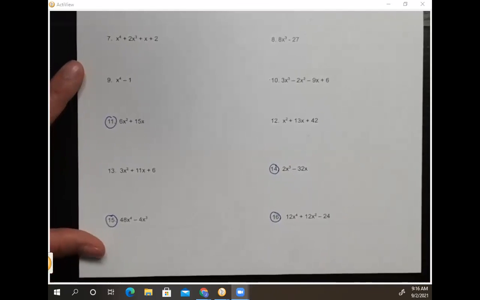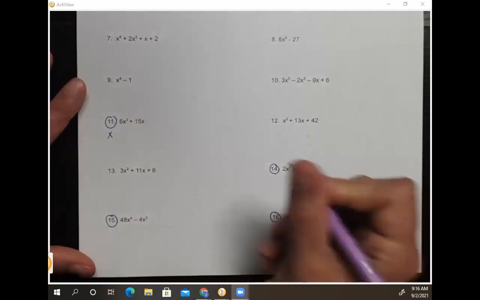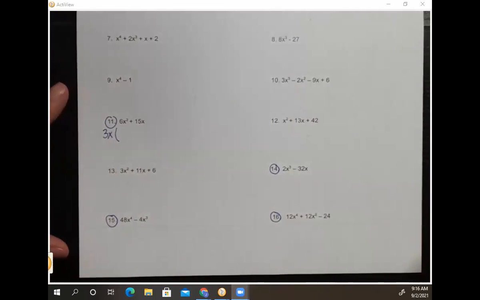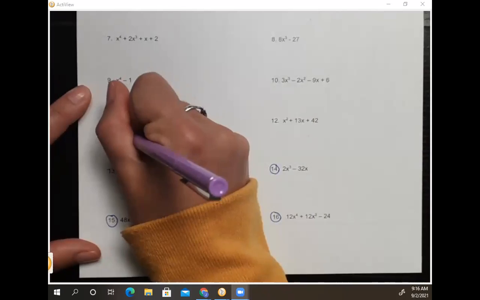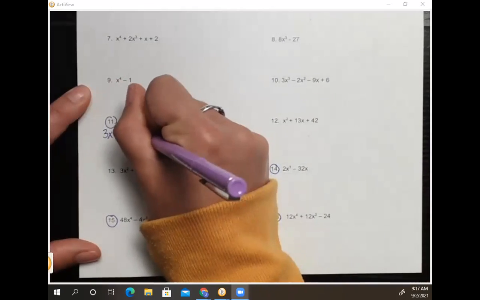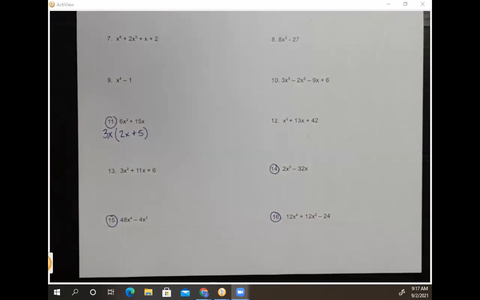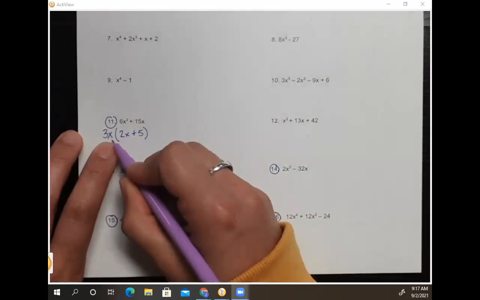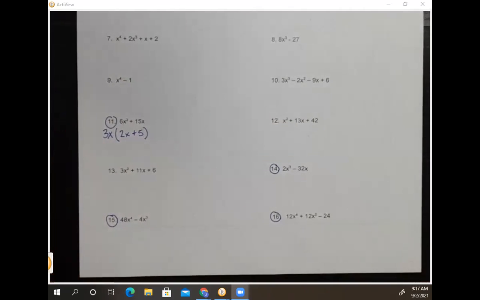For number 11, what would be our common factor there? They both have an x, so we can pull out an x. And then 3, yeah, 6 and 15 are both divisible by 3. Very good. So what would that leave me with if I factor out 3x? 2x plus 5. Remember, you can always check this by distributing. So 3x times 2x would give me 6x squared. 3x times 5 would give me 15x. You can always check by distributing.